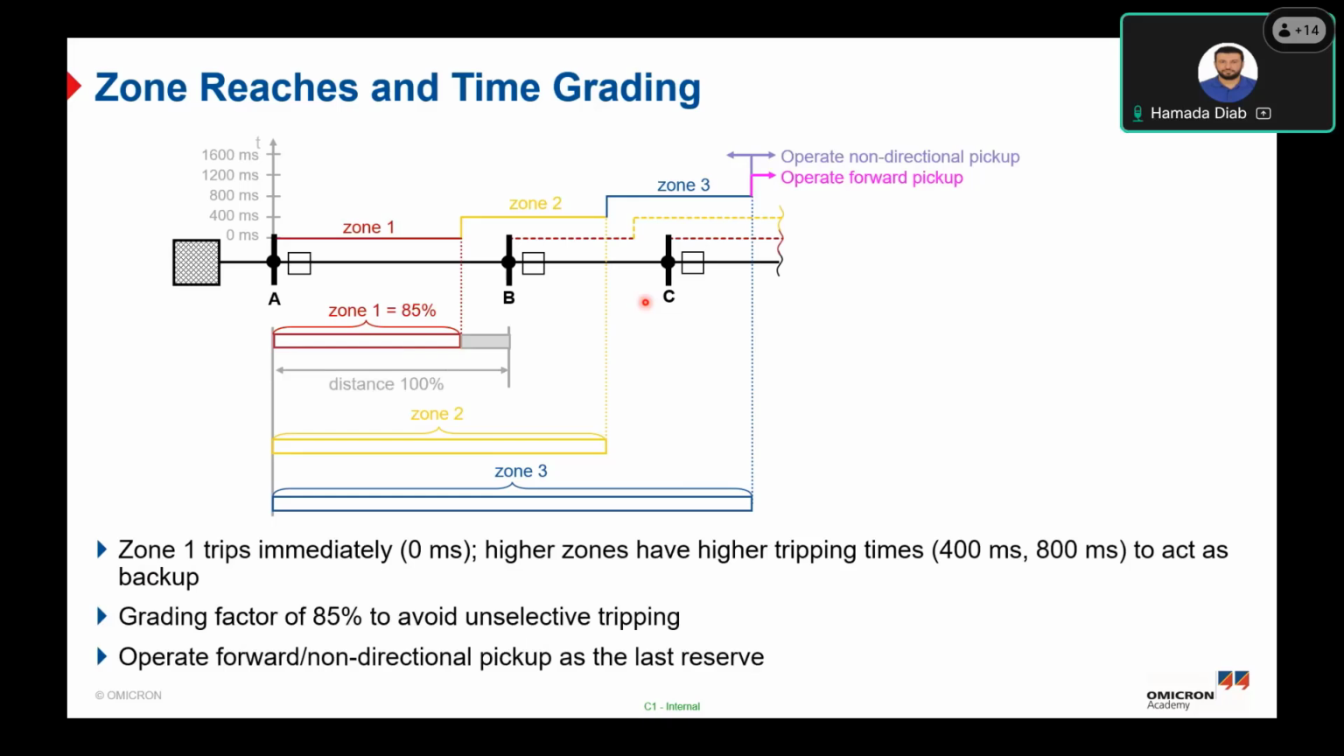Okay, and also we have some zones which operate only in the forward direction, like zone 1, zone 2, zone 3, which are the tripping zones. And also in some relays we have non-directional pickup, which can be used for phase selection or power swing, for example, to detect the starting of power swing based on the impedance trajectory.